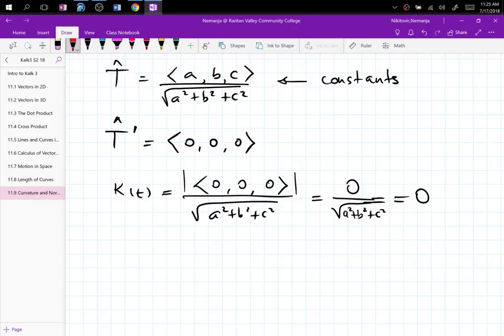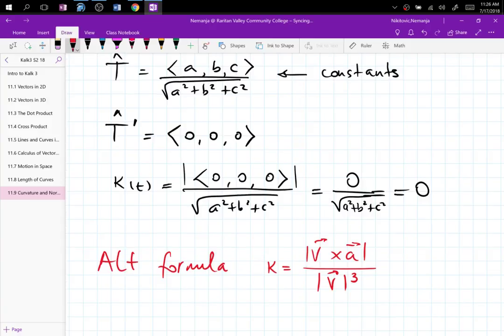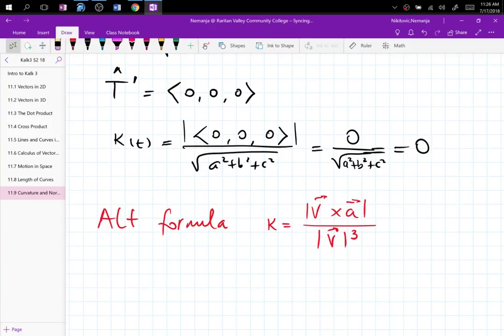Alt formula. And I'm not going to put on the exam a question to use the alternate formula for curvature to compute. No, because such is life. So velocity cross acceleration, divided by velocity cubed. Might help you with some homework exercises, but that's about it.